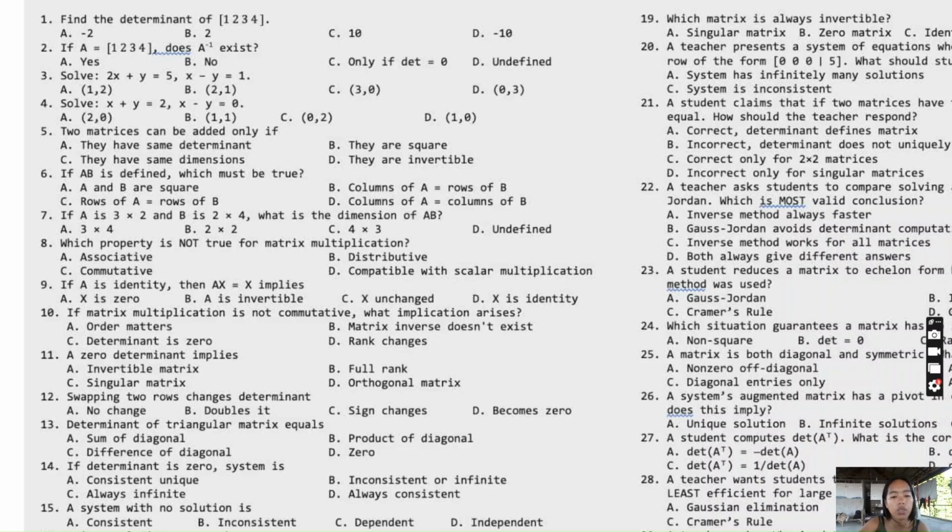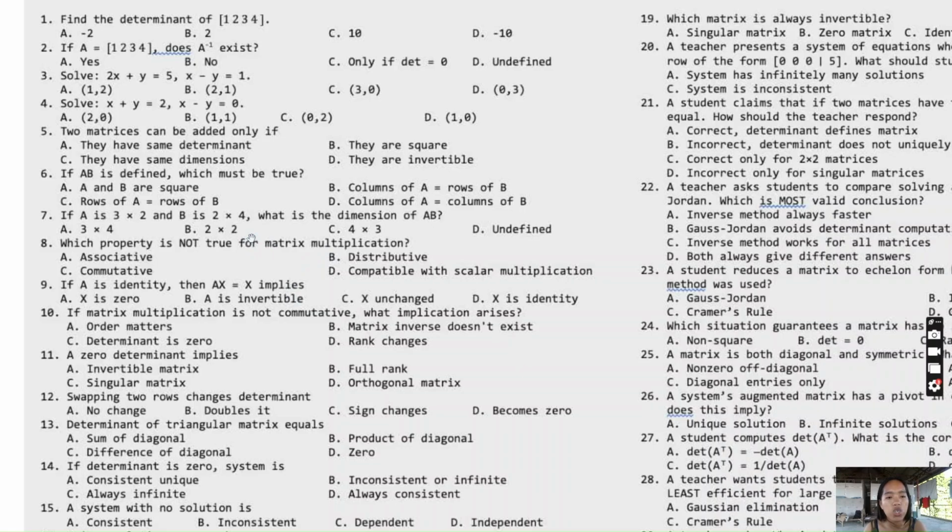Let's move on to number 6. The question is, if AB is defined, which must be true? The correct answer is letter B, which is columns of A is equal to rows of B. Now let us explain that.